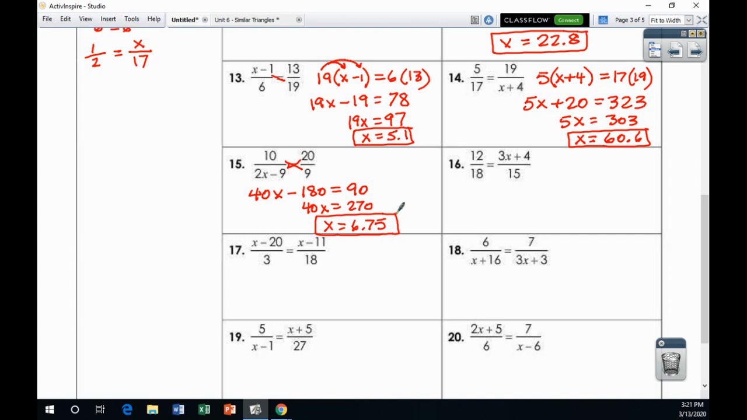These others, 5.1, 60.6, were lengthy decimal numbers, so we just shortened them. But if you have an answer that comes out to 2 decimal places, just go ahead and leave it.